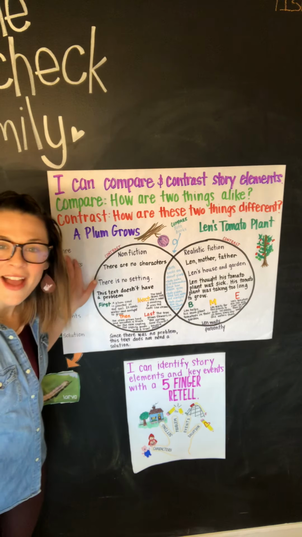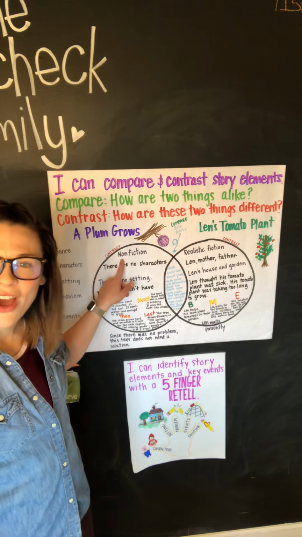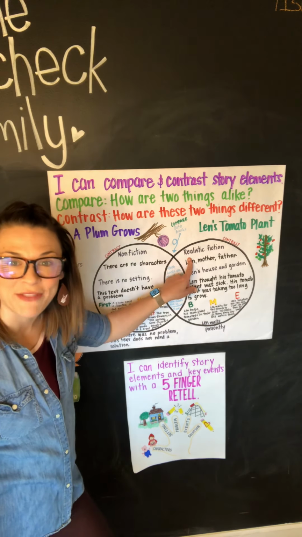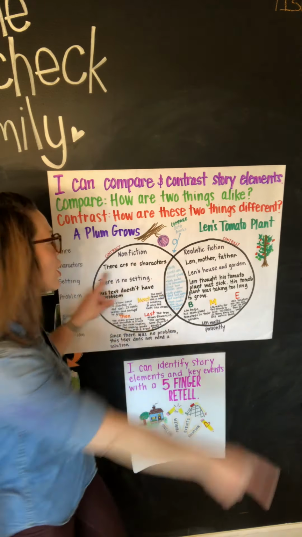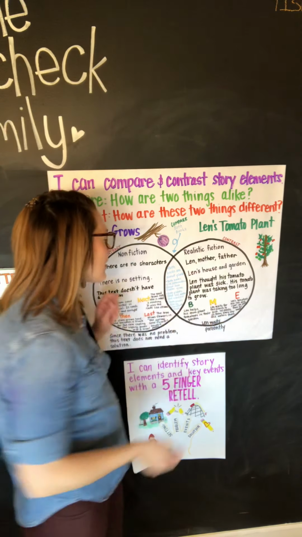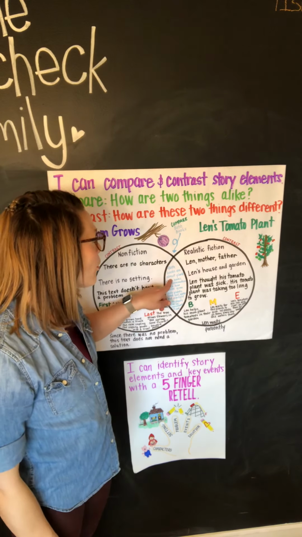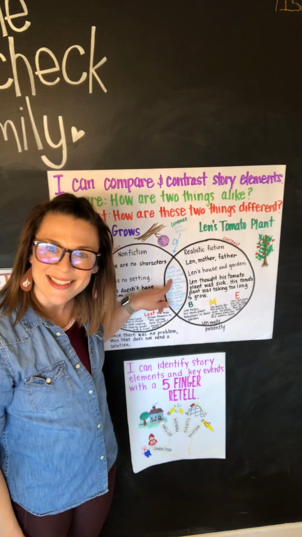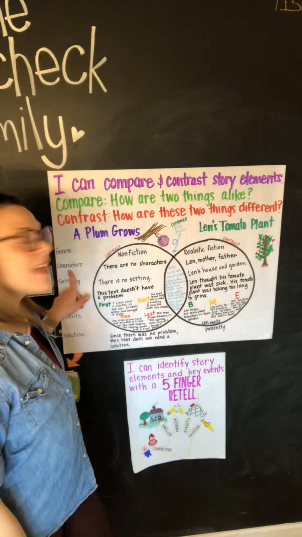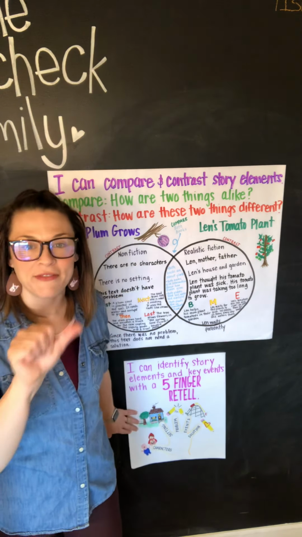So for the genre, I compared and contrasted, and I discovered that A Plum Grows is a nonfiction text and Len's Tomato Plant is realistic fiction. So those are things that are different, so I'm going to put them on different sides of the Venn diagram. Something that's the same about both books, though, is that both books are about plants, right? Thumbs up if you agree. Okay, characters. Let's look at characters, right? Because that's our first item on our 5-finger retell.